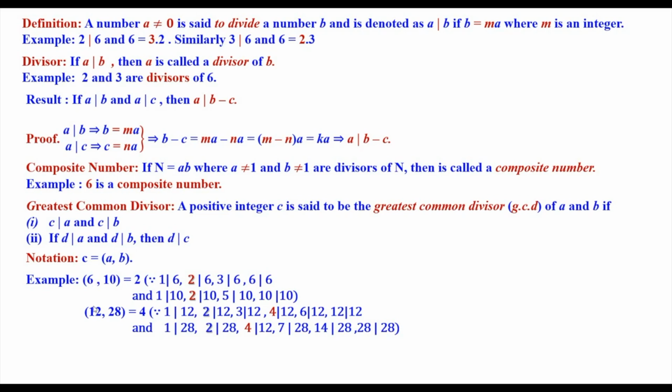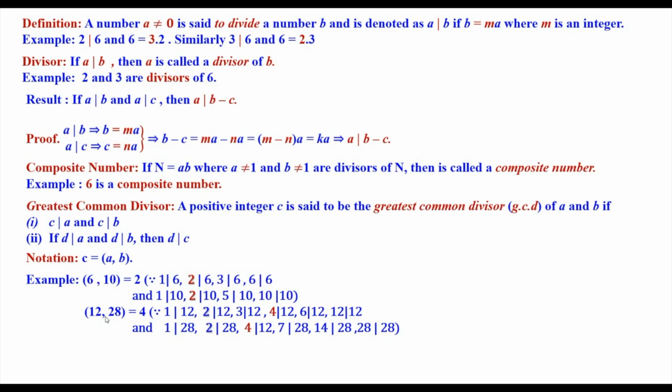Now we have these two examples. Suppose we consider 6 and 10. We say that 2 is the GCD. Why is it so? We first list out the divisors of 6 and divisors of 10. Then what is common to them? 1 also is common to them, and 2 is also a divisor which is common to both 6 and 10. But we want to have the greatest one, so we have 2 to be the GCD.